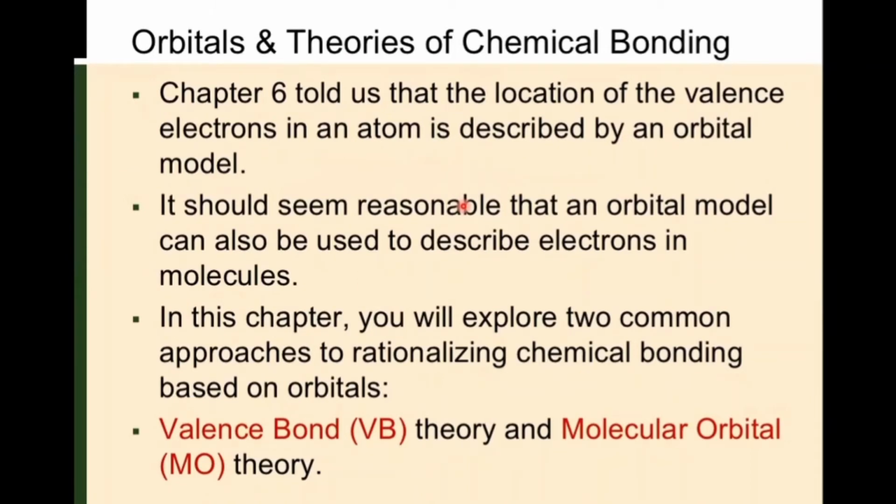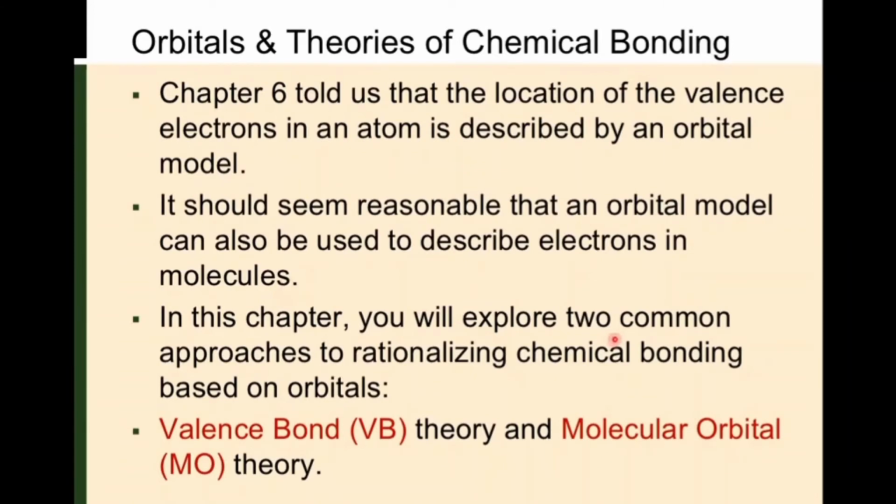So we learned about the Bohr model of the atom. We learned about orbital filling. The order that we filled them in was based on the quantum numbers, n plus l. And then it should seem reasonable that an orbital model can also be used to describe electrons in molecules. Because if electrons exist in orbitals and electrons are shared, those orbitals have to meet each other or interact with each other or overlap. Otherwise, how can they bond?